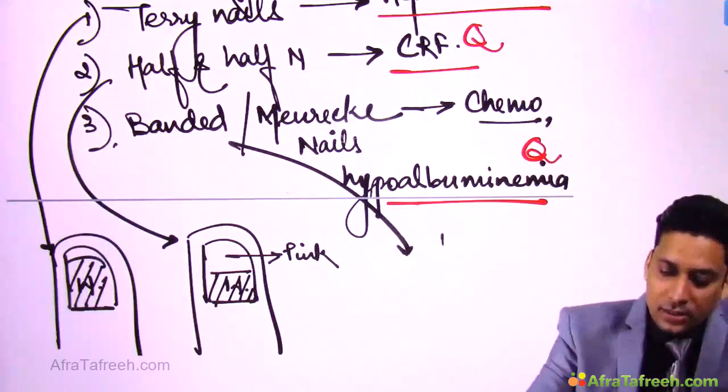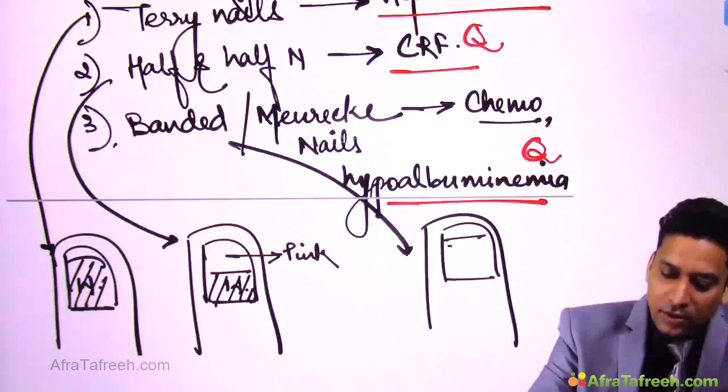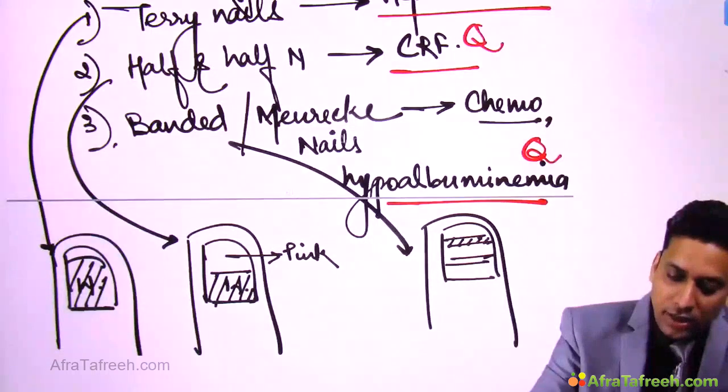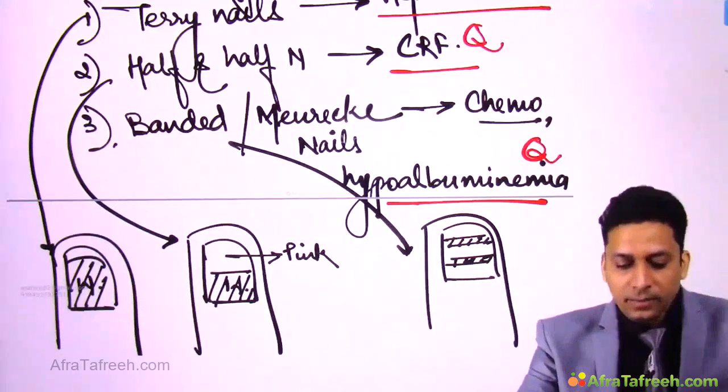And in banded nails, alternate bands of white color are seen. So if alternate bands of white color are seen, then it is banded nails. So these are three examples of apparent leukonychia which you can remember.